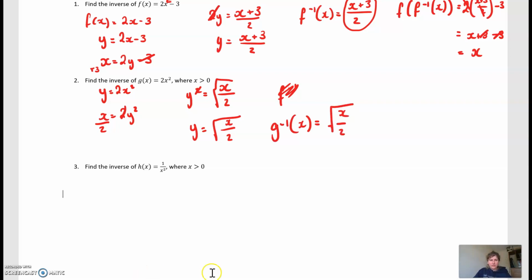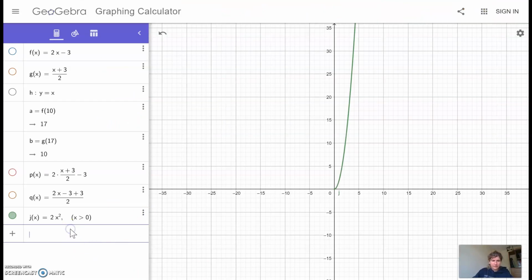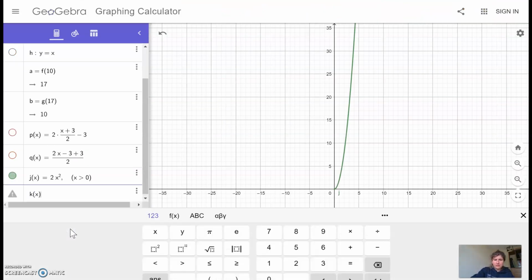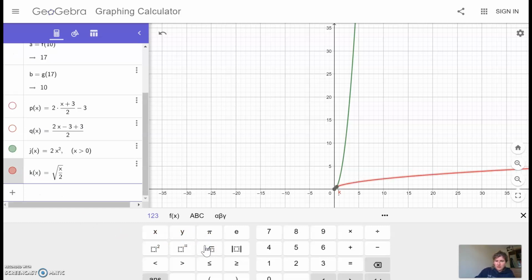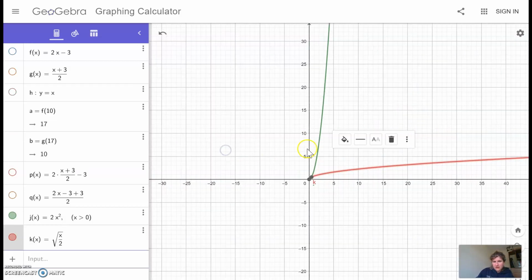There we go. All right, so if I put this in here, called k of x equals the square root of x on 2. Okay, so we can see those two functions there. So there's g of x and there's the inverse of g of x. And if I put that y equals x line in again, we can see that they're symmetrical, or reflections of each other. So they're reflected around that line y equals x. All right, so that's fine.